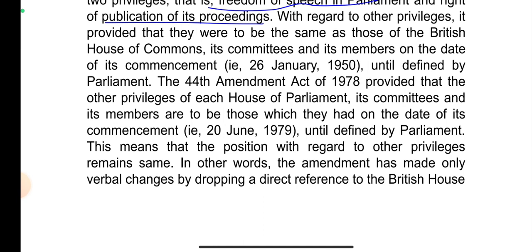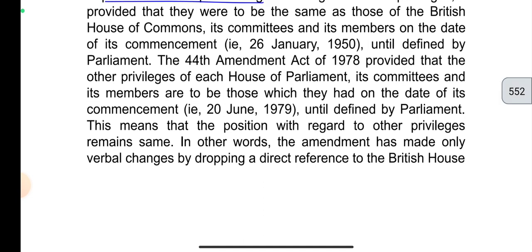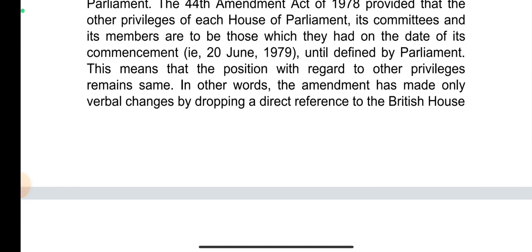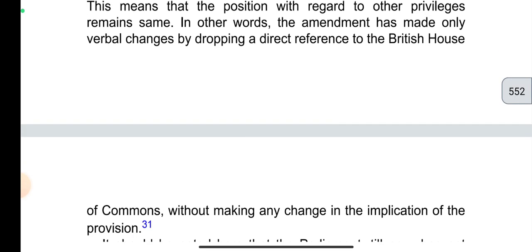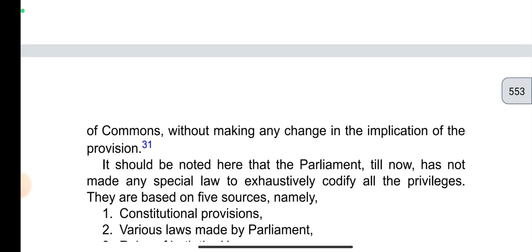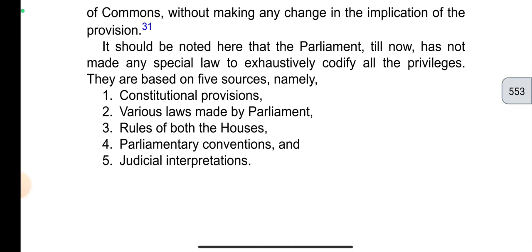The 44th Amendment Act of 1978 provided that the other privileges of each House of Parliament, its committees and its members are to be those which they had on the date of its commencement, 1979, until defined by Parliament. This means that the position with regard to other privileges remains the same. In other words, the amendment has made only verbal changes by dropping a direct reference to the British House of Commons without making any change in the implication of the provision.